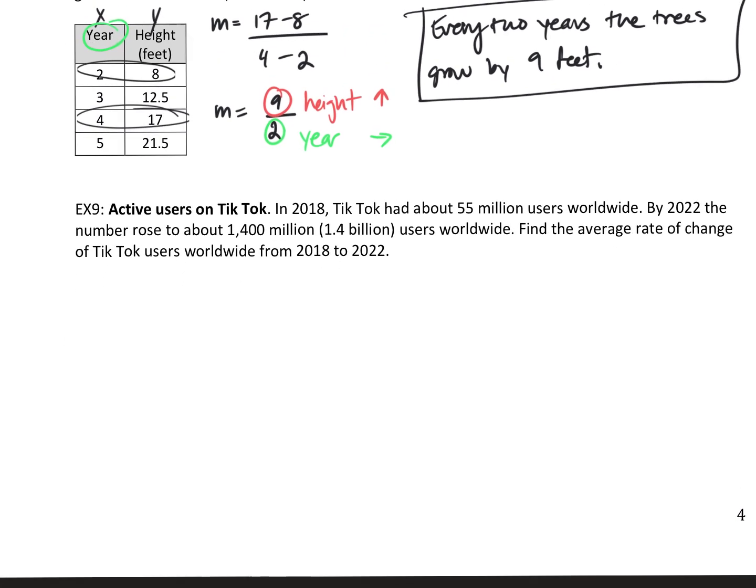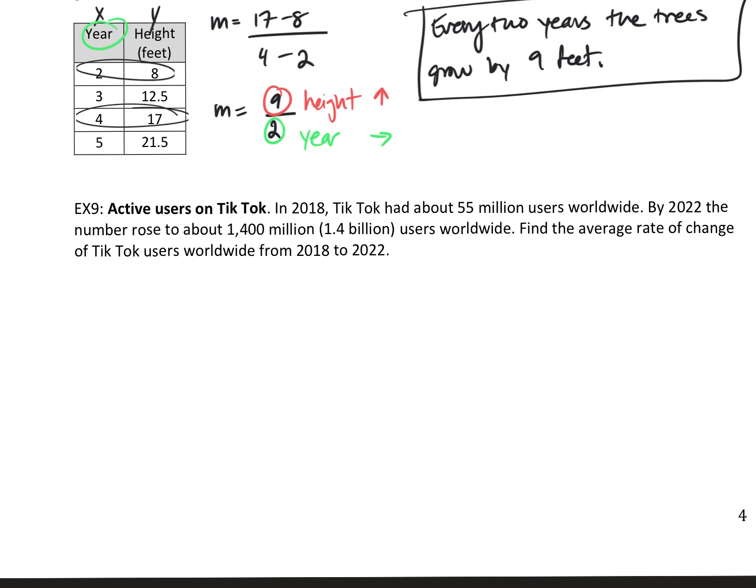All right, example 9, last one. Active users on TikTok. In 2018, TikTok had about 55 million users worldwide. By 2022, the number rose to about 1,400 million, or 1.4 billion, users worldwide. Find the average rate of change of TikTok users worldwide from 2018 to 2022. All right, go ahead and pause this video and check your answer with mine. All right, so hopefully you tried to pause it and did it by yourself, but let's take a look.